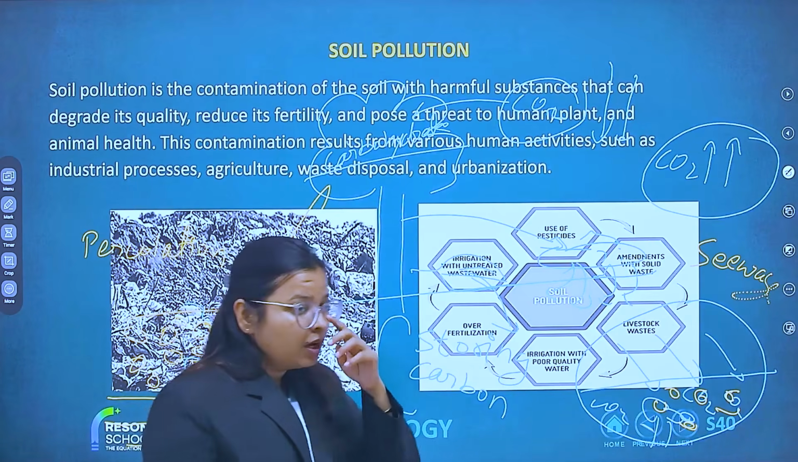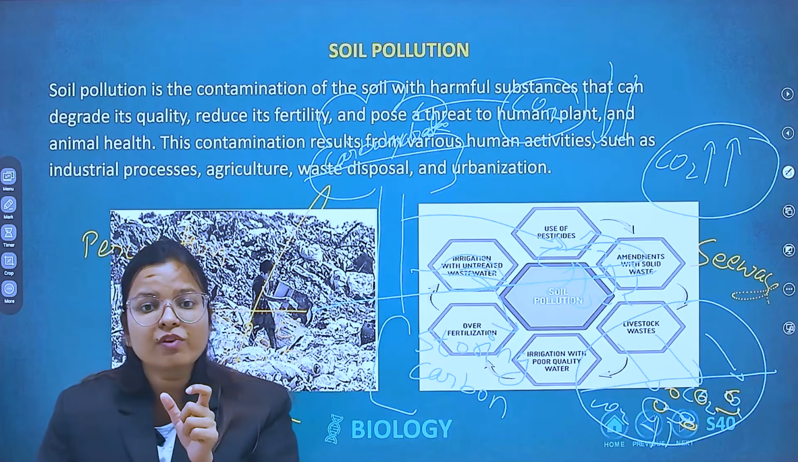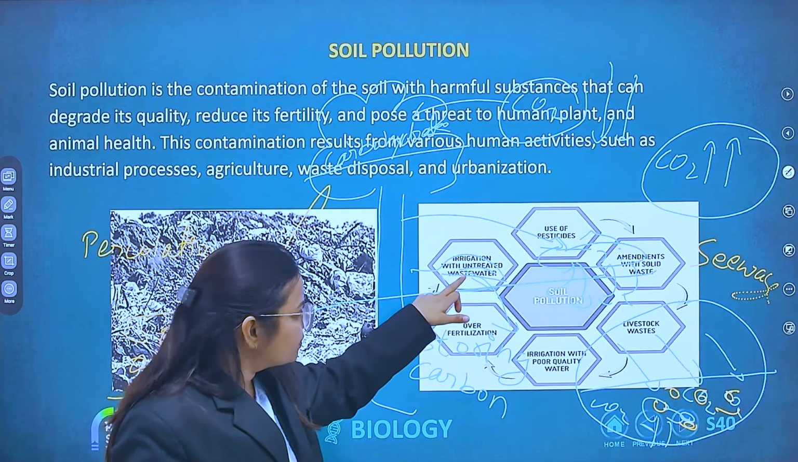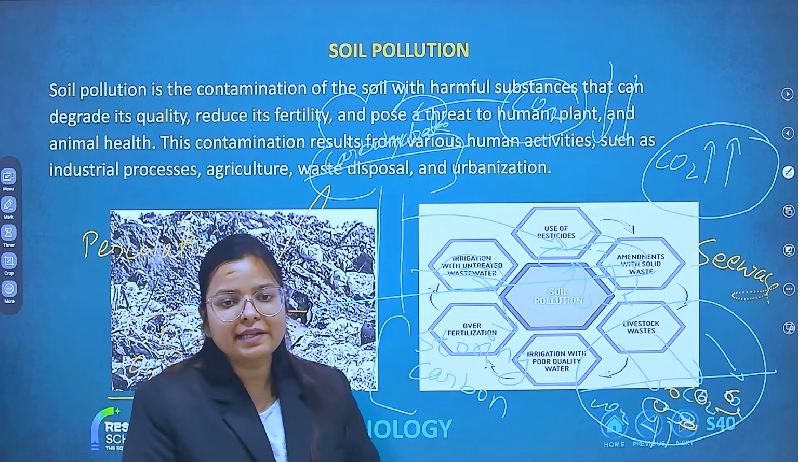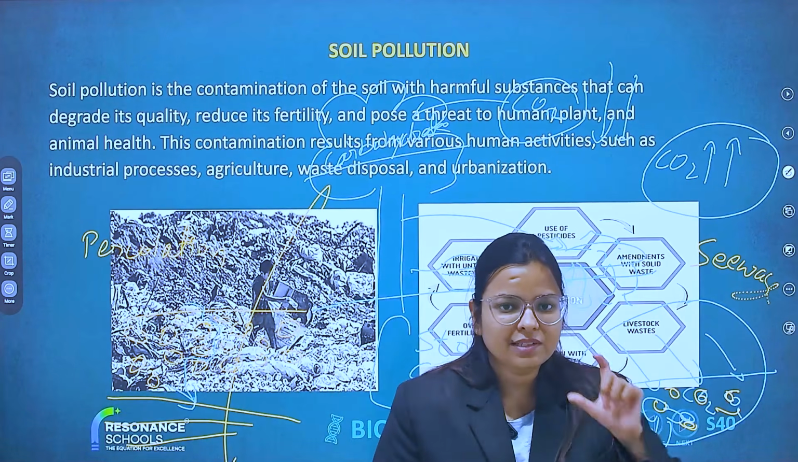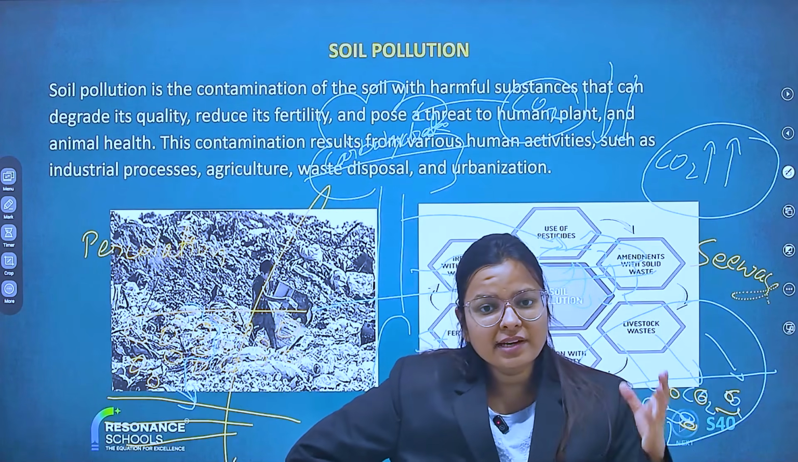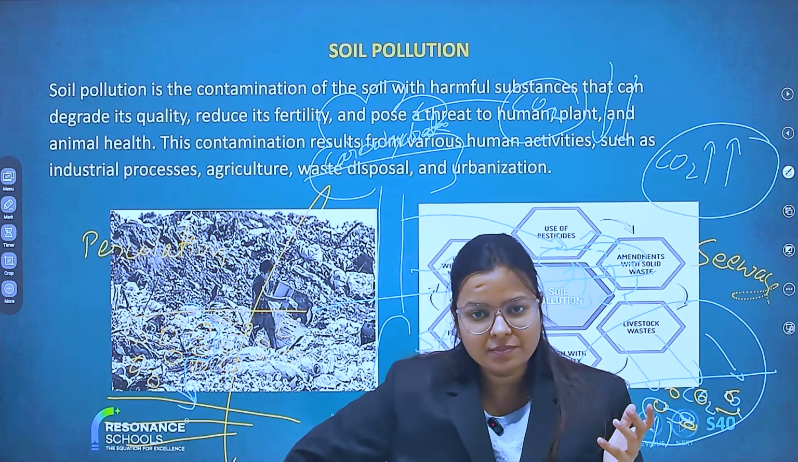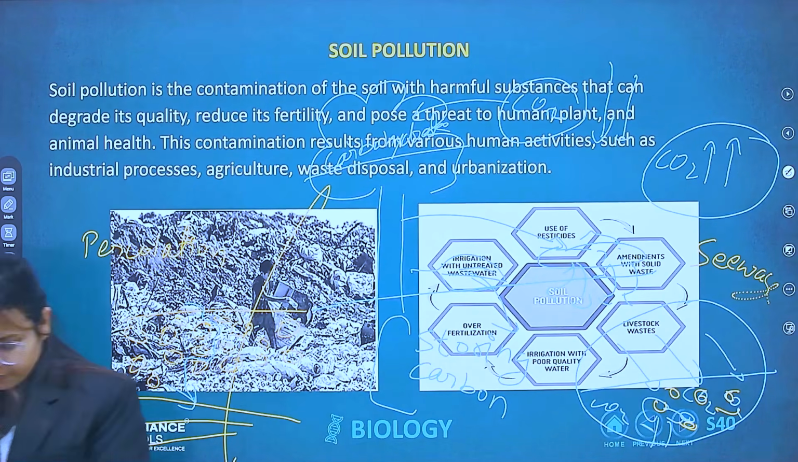Over fertilization, excessive use of fertilizers, nitrogen and phosphorus, will make soil less fertile over time. Irrigation with untreated wastewater. It is the same point as irrigation with poor quality water. I told you that wastewater is called sewage. The term for wastewater is sewage, and it is not treated. If it is not treated and it is used as it is, or mixed with rivers without treatment, these are the causes of soil pollution.